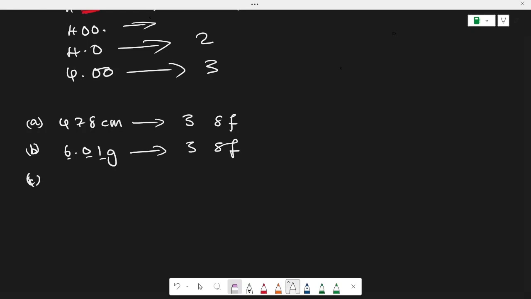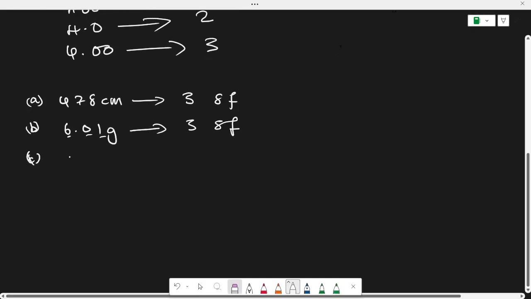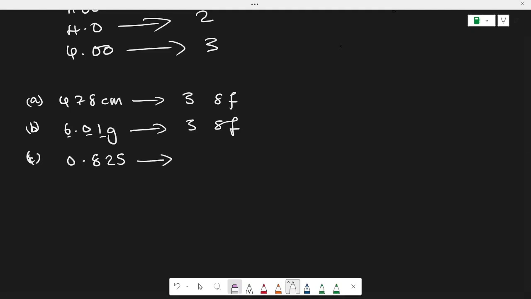How about if we had 0.825? Okay, we know that when a 0 is at the beginning, it's not significant. So this is not significant, but the other non-zero digits are significant. So this, we're going to say, has three significant figures.